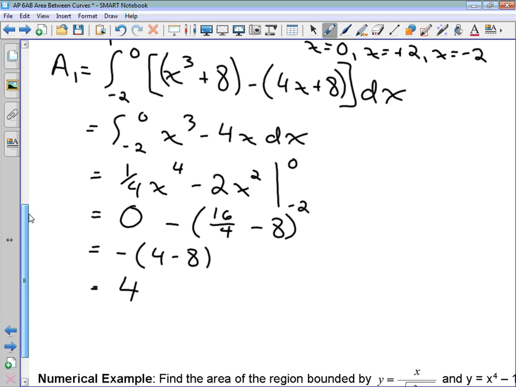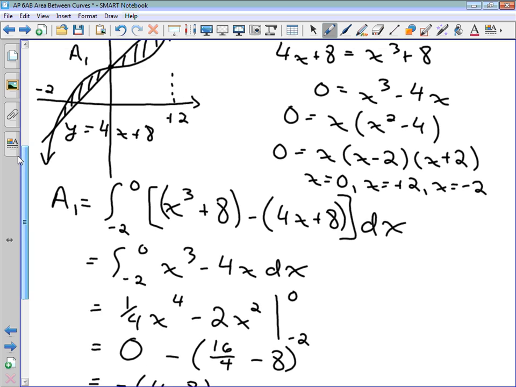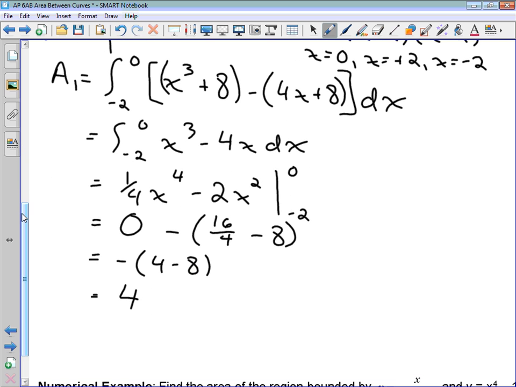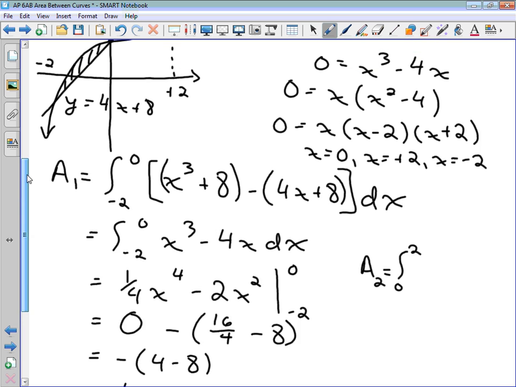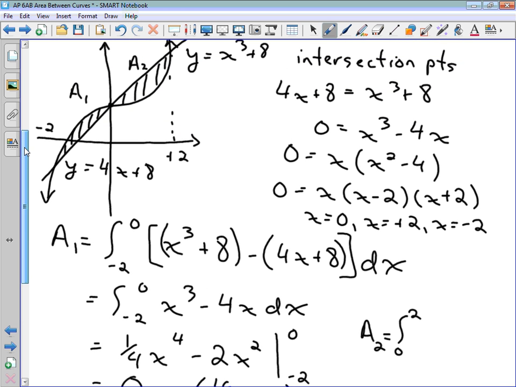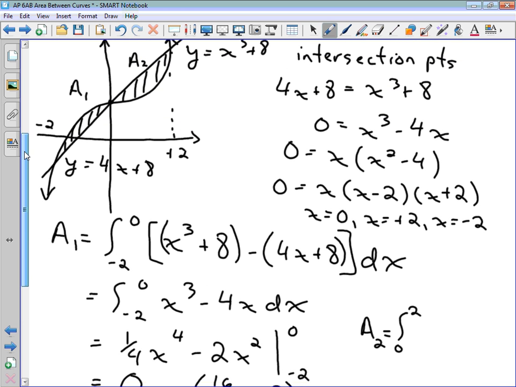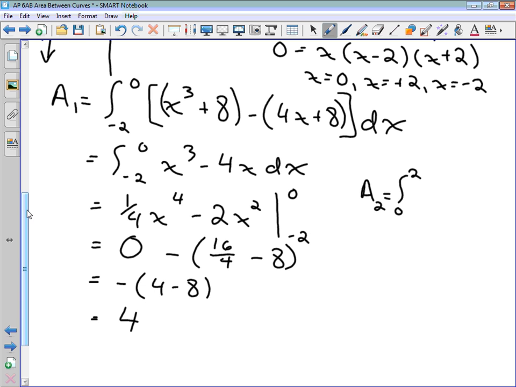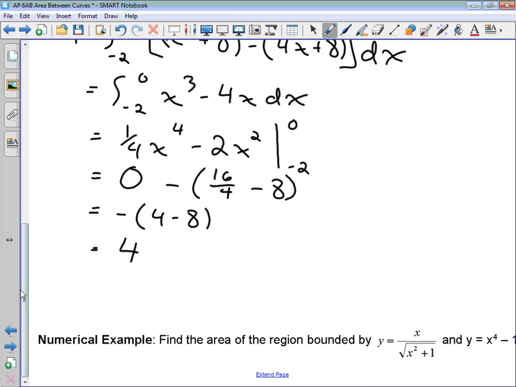Okay. And then we would do the same thing for area 2. So area 2, I'm going to squeeze it in the corner over here. It's going to be the integral from 0 to 2 of, now our upper function is 4x plus 8. Sorry, I shouldn't do that. I'll move this thing down.